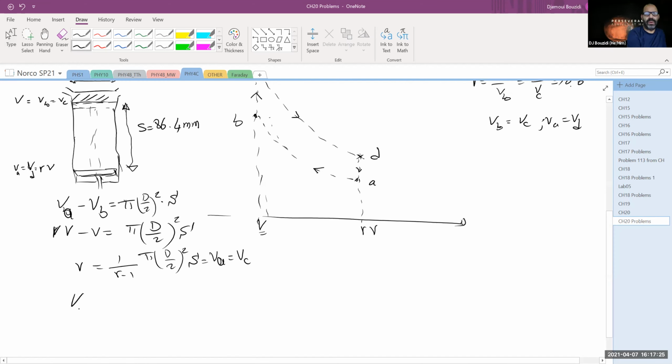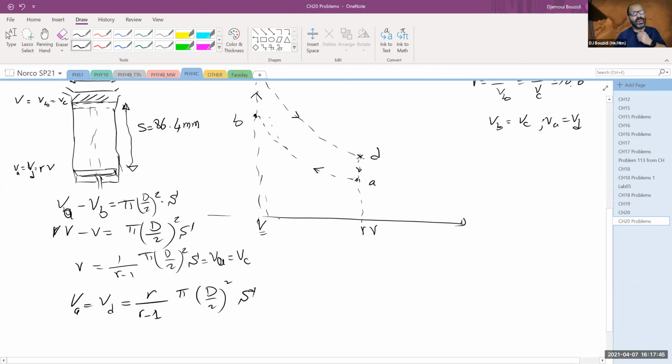So the volume at point A, which is the same volume at point D, is just R times this whole number, which is R over R minus 1, pi times D over 2 squared times S. So basically, we know these two volumes. That is the bottom line, just by this information that was given to us.